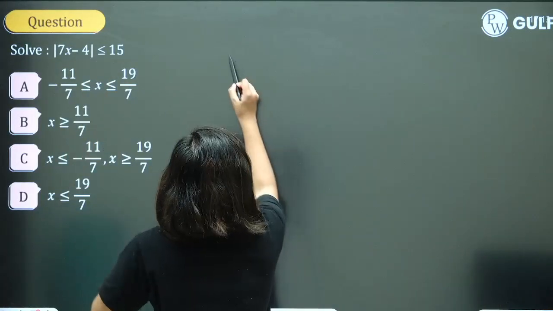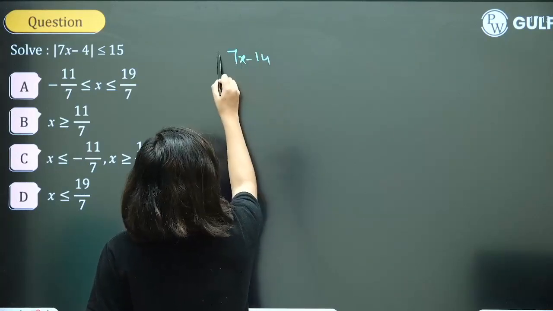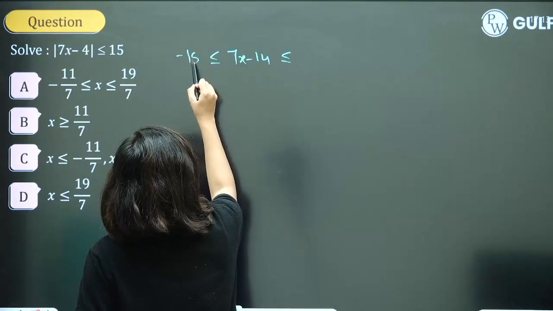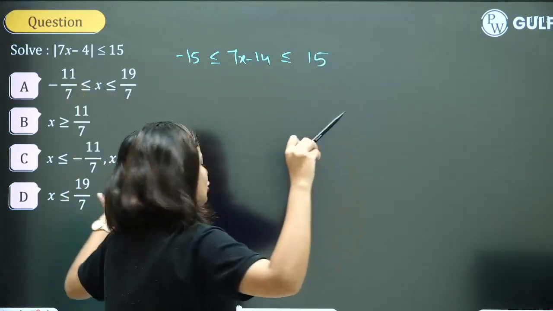Mod is less than or equal to 15. When mod is less than or equal to, it will lie between minus 15 and plus 15. Can you all solve and get the answer?